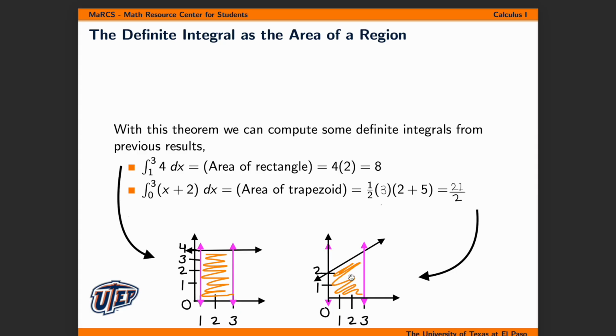So the general formula for area of a trapezoid is 1/2 times the height times the sum of the two bases. So times base 1 plus base 2. So our trapezoid is kind of on its side.